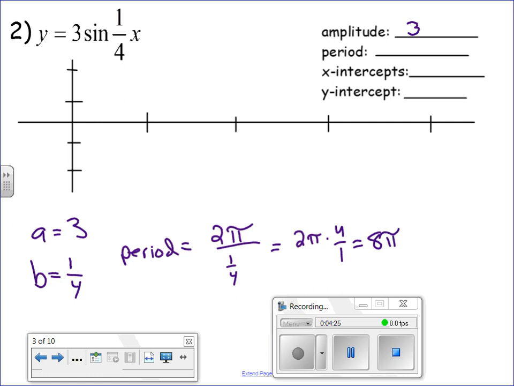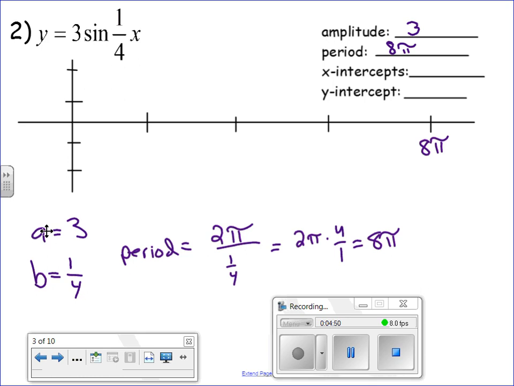So on this one, you did actually have to remember how to divide by a fraction. Dividing by 1/4 is the same thing as multiplying by 4 over 1. So it looks like our period is 8 pi. We're going to go out 4 hash marks and label this guy our 8 pi. I'll let you go ahead and label the rest of the hash marks yourself. See if you can figure out what those hash marks are, and then look up when you're ready to check.